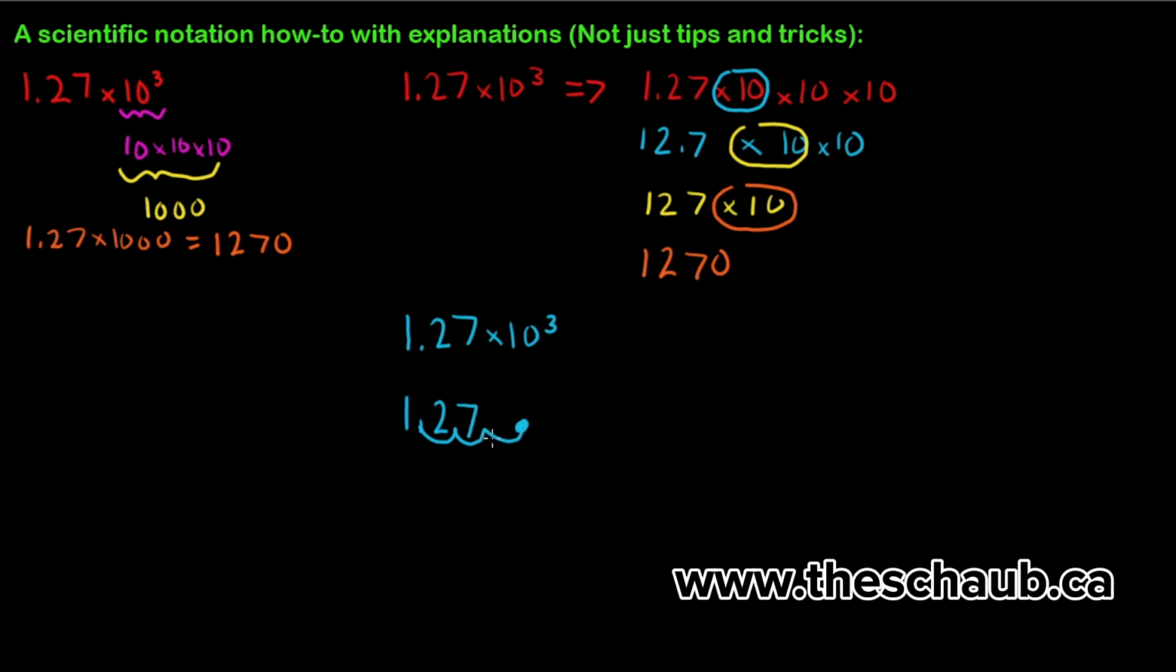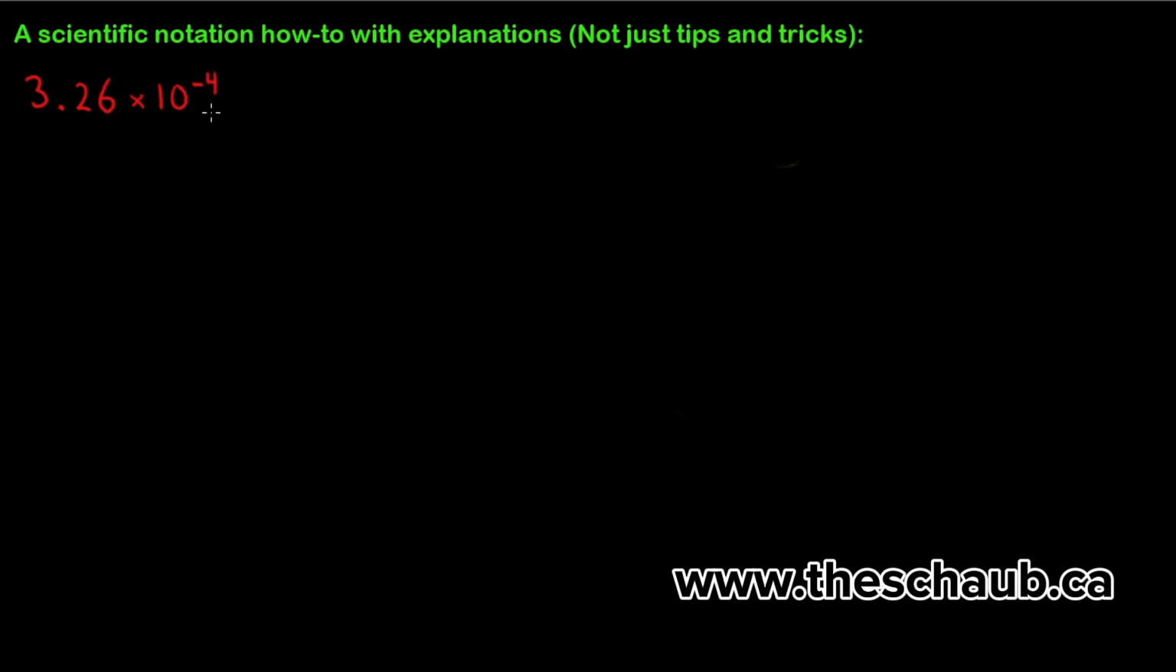I always say if you have a basket without an egg in it, you have to throw an egg in it. So our final answer is 1,270. And now you know the why behind we move the decimal to the right whenever we have a positive exponent. Let's now explore why we move the decimal to the left when we have a negative exponent.